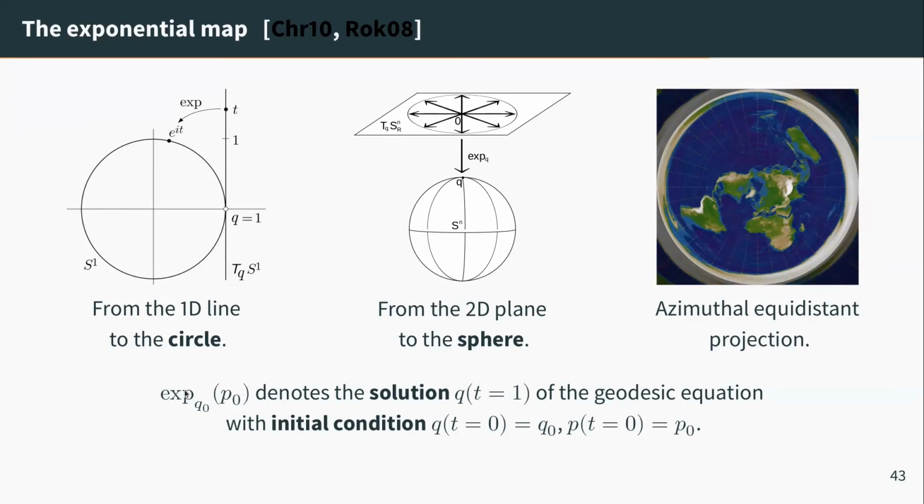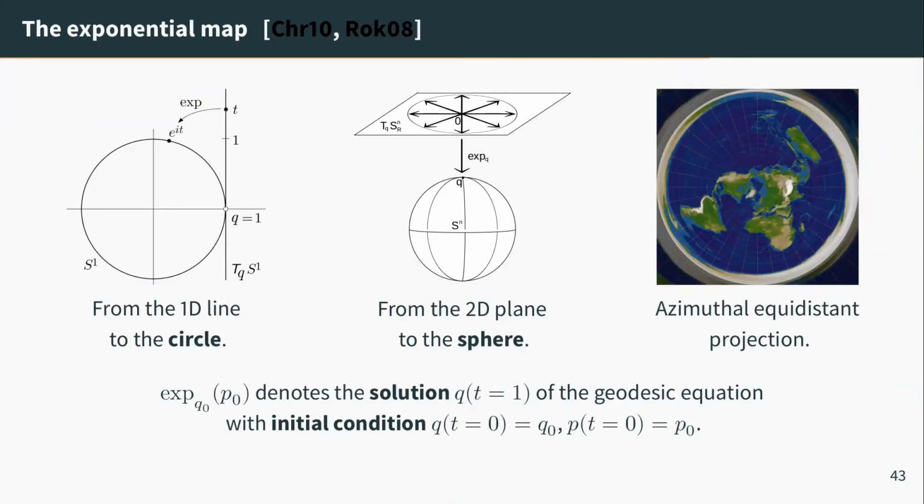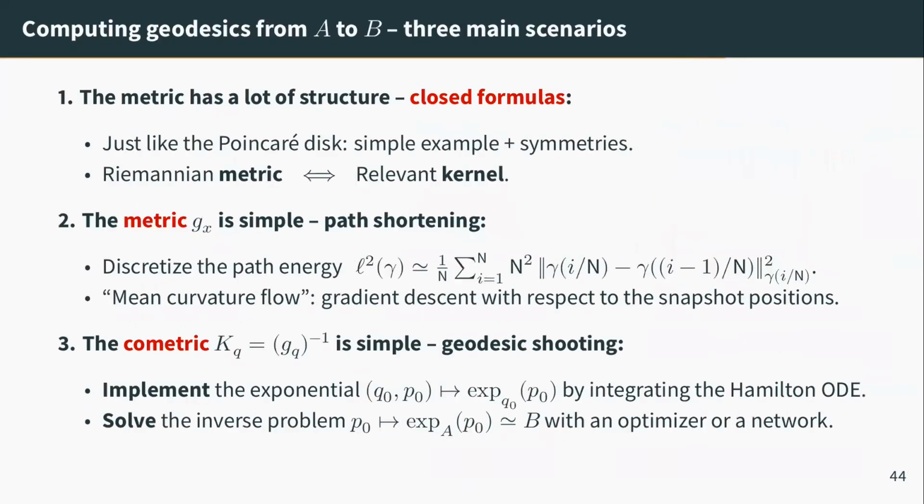So the formal definition is that the exponential at point q0 of the momentum or velocity vector p0 defines the solution at time 1 of this geodesic equation, with initial condition at time 0: you are at location q0, and you start with momentum p0. Okay, so it allows you to vectorize; here, the complex exponential allows us to vectorize the circle onto a line. And usually we like to work with vectors, even though we try to avoid that.